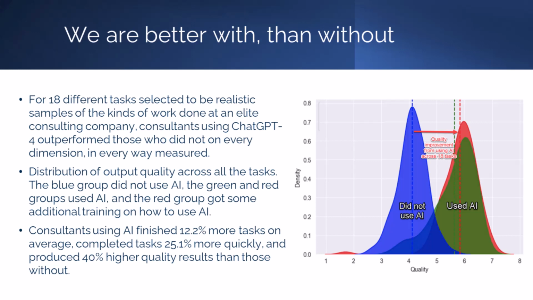So for this study, 18 different tasks were selected as realistic examples of the kinds of work done at an elite consulting company. And those who used ChatGPT outperformed in every dimension, in every way measured. So up to 4 points better. And with a little bit of training on AI and how to use it, even more so. So the distribution of output quality across all the tasks, you got the blue that didn't use AI, the red that got trained on AI, and the green that were just given access to it.